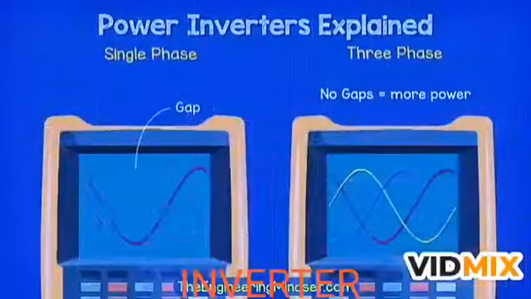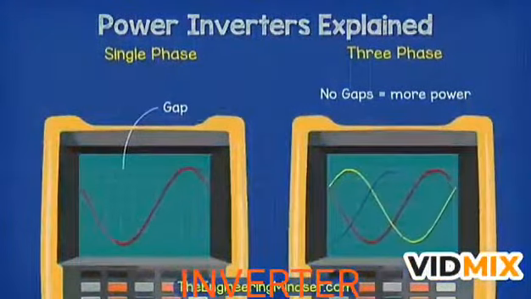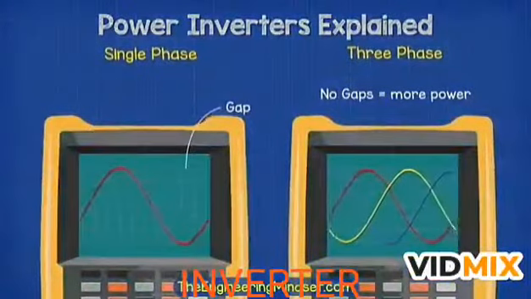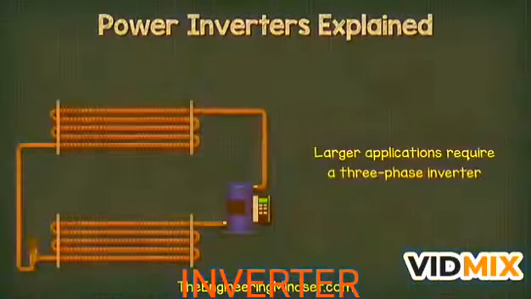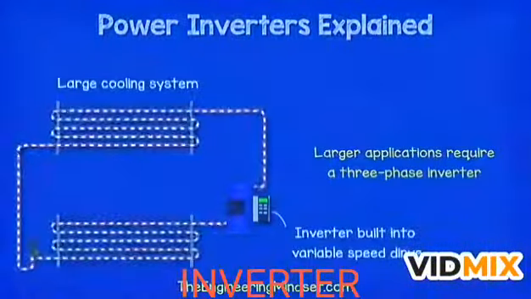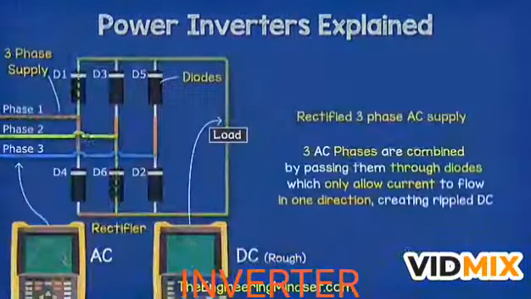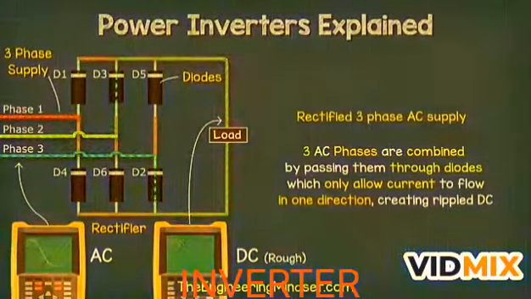With single phase, we have these large gaps between the peaks. But with three-phase, these can be combined to fill in the gaps and therefore deliver more power. Larger applications require a three-phase inverter, for example to run the compressors in a large cooling system. The DC supply in this case will be a rectified three-phase AC supply.